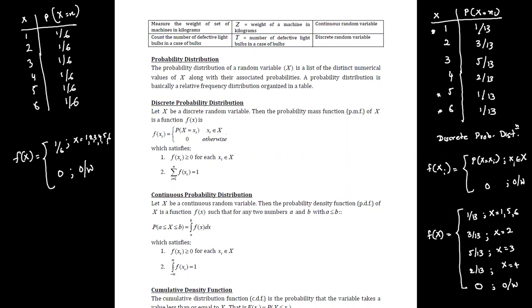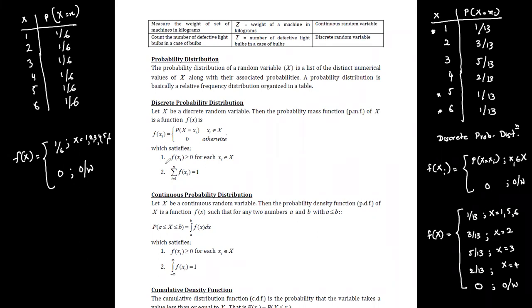Now think about this case: if we have the value here as minus 5 over 13, this cannot be considered a valid discrete probability distribution. It is because here one value is given as a negative value. Since probabilities cannot have a minus value, these probabilities should always be positive values.